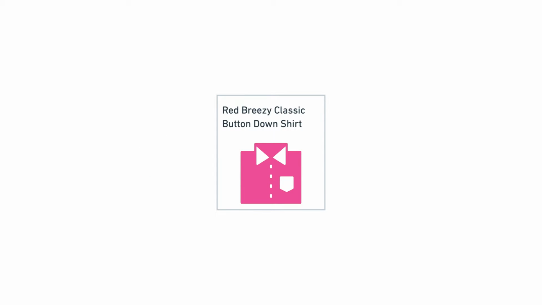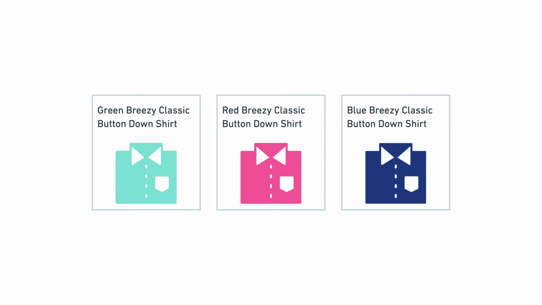Let's start by defining a few terms. A variant is a single product with different attributes. Take this classic button-down shirt that comes in 3 colors, green, red, and blue. Each color is a variant of the product.